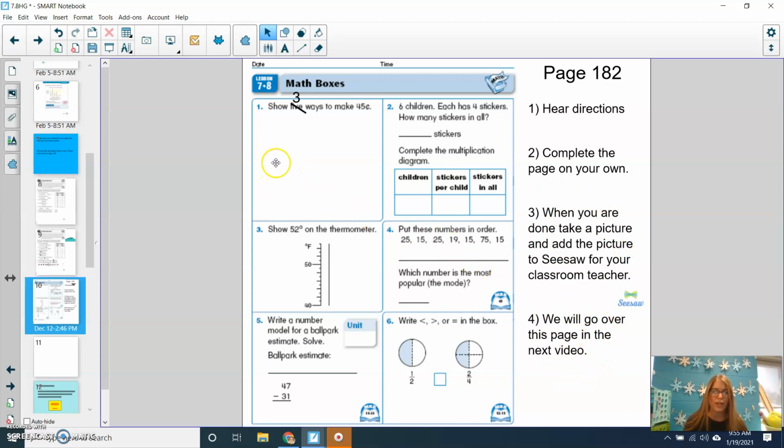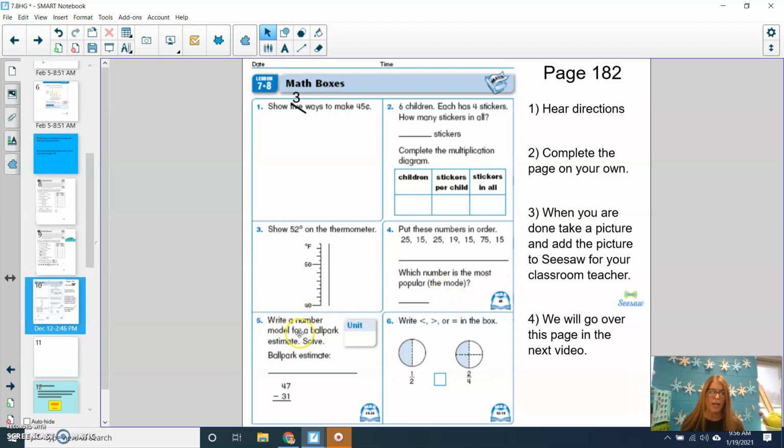So for question 1, I'm going to ask that you show 3 ways to make 45 cents. For question 2, there's 6 children. Each has 4 stickers. How many stickers in all? And then complete the multiplication diagram. Show 52 degrees on the thermometer. For question 4, put these numbers in order from smallest to largest, and then which number is the most popular, the mode, or which number happens the most times.